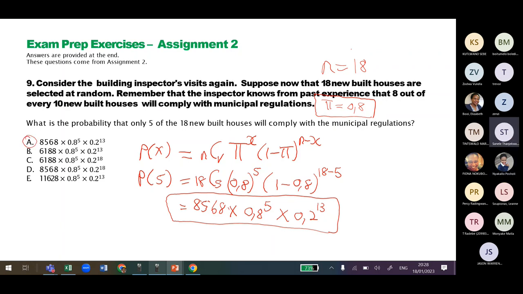Lizzie, could I please ask, the other formula you wrote on top there, is it the NCX equals N factorial divided by X factorial, and then open bracket N minus X, close bracket? I'm trying to use that formula in my calculator and it shows no formula on the calculator. The only thing on your calculator you need to calculate is the NCR, which is 18 and 5. What calculator are you using? I'm using a Casio.